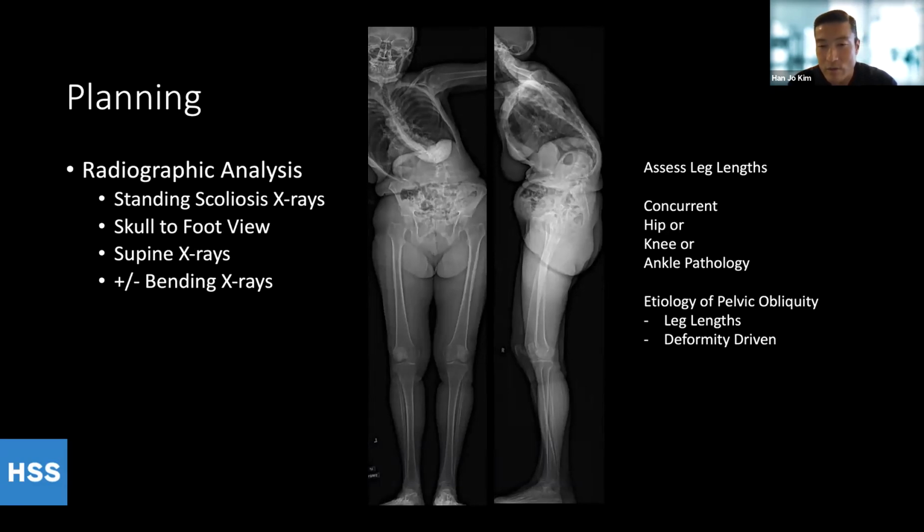Let's say they have a varus or valgus deformity at the knee. All of these things could affect the pelvic obliquity and will change the surgical plan, depending on whether the pelvic obliquity is coming from a leg length discrepancy that's going to be eventually addressed later on, or from something related to the spinal deformity.